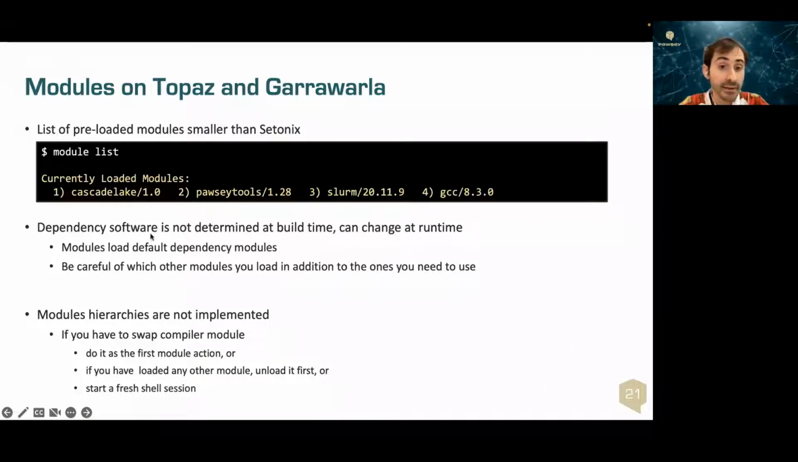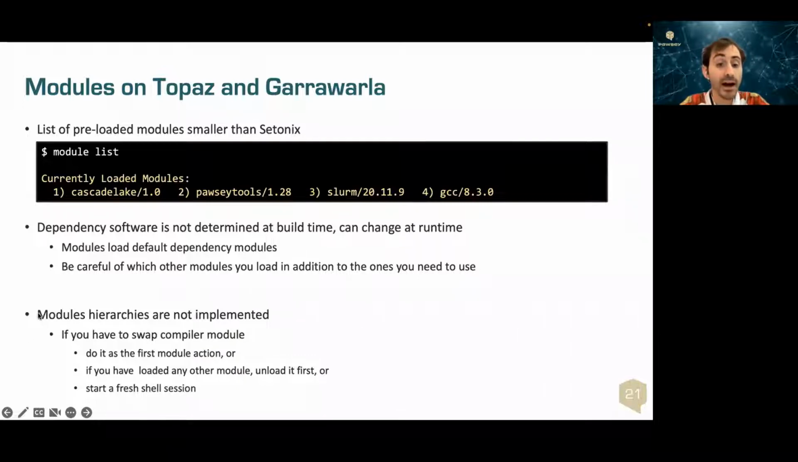Another notable difference is that on those older clusters, when software has a dependency, the dependency is not encoded at build time. It is actually decided at runtime. So in those older clusters, you need to be careful in case you load modules. Some module loads can interfere with the actual reproducibility of your run if you are inadvertently changing the version of one of the dependencies. So this is a notable difference on the older clusters.